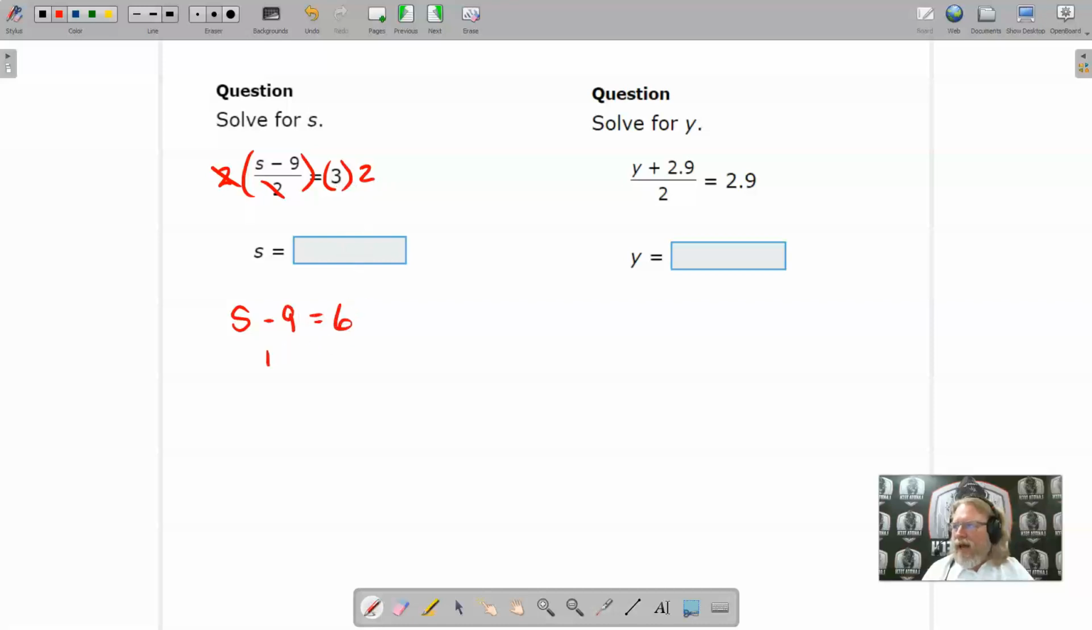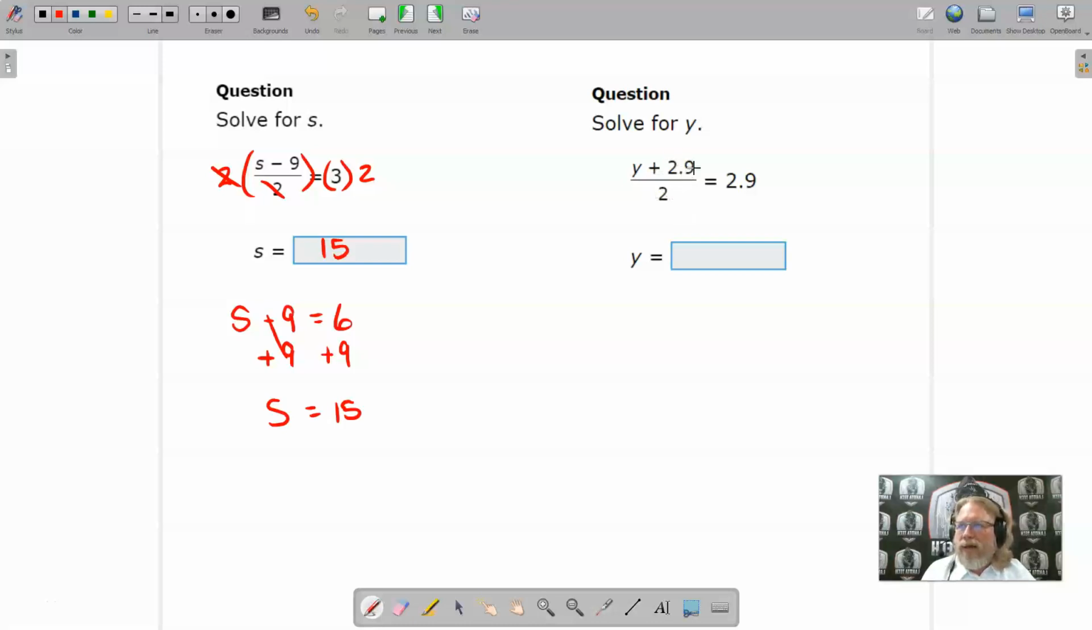So let's go ahead and add 9 to each side, because we want to get rid of this negative 9. Those will cancel each other out, leaving us with s, and 6 plus 9 is 15. So s equals 15.